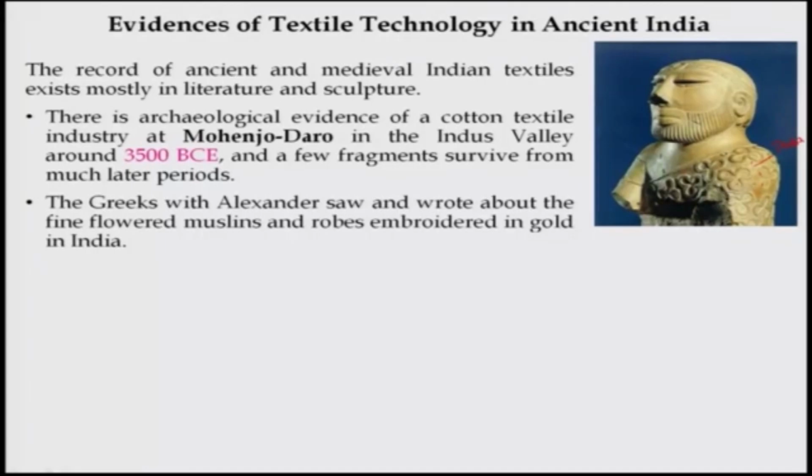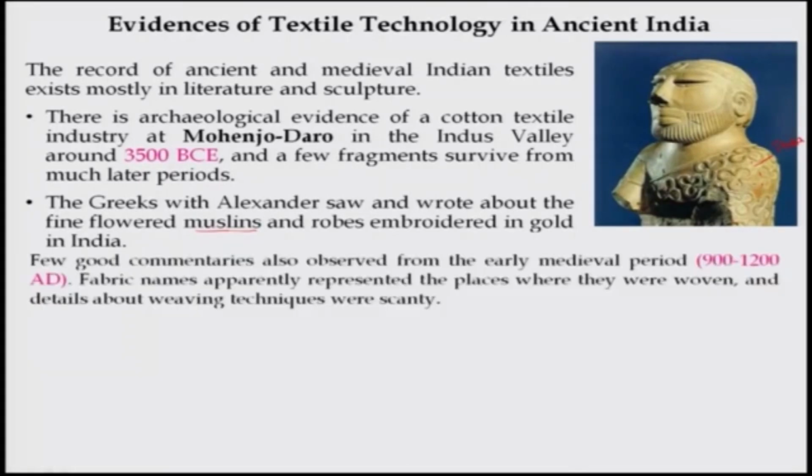And when Alexander invaded this country, he saw and wrote about the fine flowered muslins, a kind of very fine cloth, and ropes embroidered in gold in India. Even today, people embroider very fine gold in cloth, particularly in the Banaras region, and those saris and other cloths are quite costly, but that work is still going on at this moment, though maybe it may not sustain further.